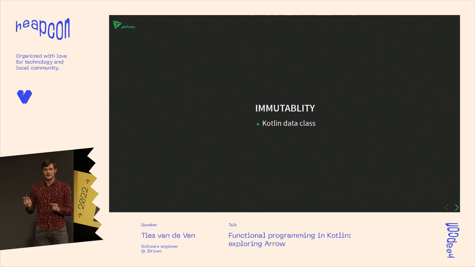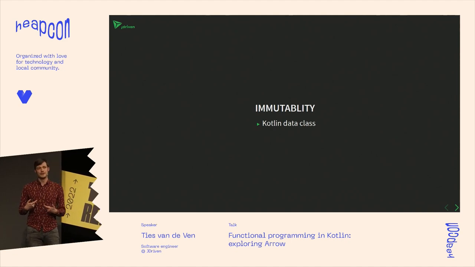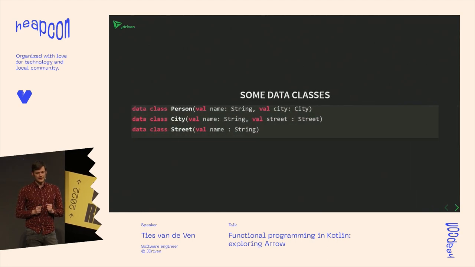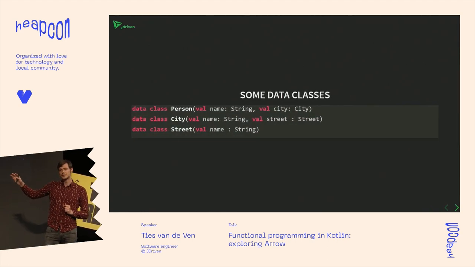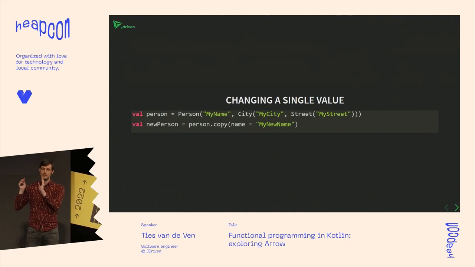And I'm really happy that I see it being adapted more and more. And within Kotlin, it has a data class which really supports the pattern quite well. So if we create some data classes, like we create a person, which has a name and a city, we create a city, which has a name and a street, and we create a street, which has just a name. If you want to change the name of the person, but still want to be immutable, what we basically want to do is create an immutable copy of person with just the name changed.